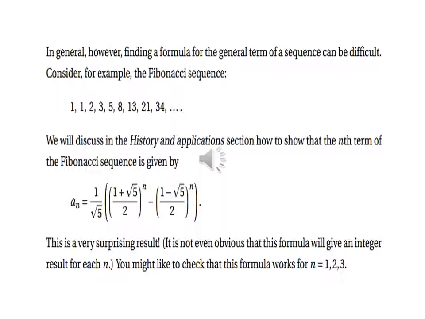For example, the Fibonacci sequence 1, 1, 2, 3, 5, 8, 13, 21, 34. We will discuss in the history and application section how the nth term, the general form of the sequence, is given by a formula. This is a very surprising result. It is not even obvious that this formula will give an integer result for each n. You might like to check that this formula works for n equals 1, 2 and 3.